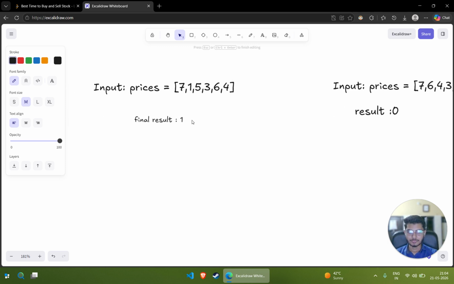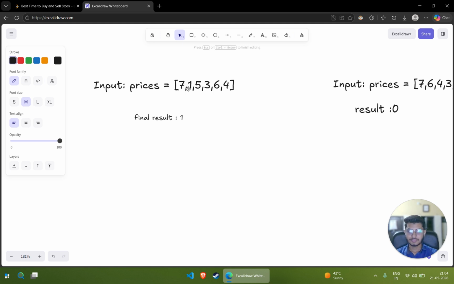So what can be our approach? The normal thinking that can come to our mind is, let's find the maximum and minimum number from the array and subtract them: 7 minus 1. So 7 minus 1 can be the maximum profit, but this is the wrong thinking. That's the catch. You need to buy first and then sell.